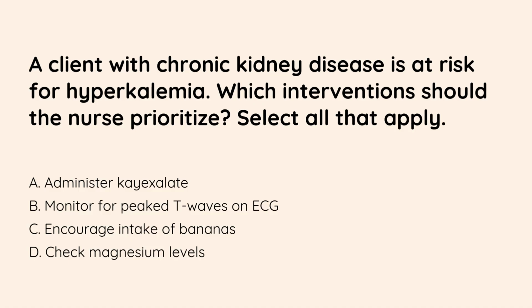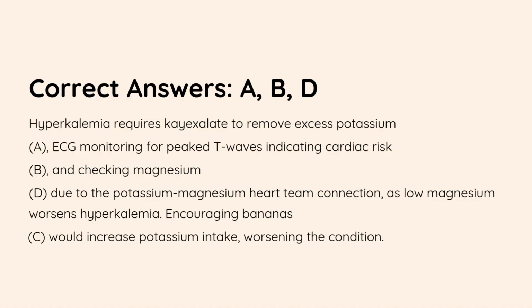Okay, the other one: a client with chronic kidney disease is at risk for hyperkalemia. Which intervention should the nurse prioritize? Select all that apply. Look at all the options that we have and think about it. Okay, the correct answer is A, B, and D. Hyperkalemia requires a diuretic to remove excess potassium. It's a kind of diuretic, so that will help us to remove excess potassium from our body.